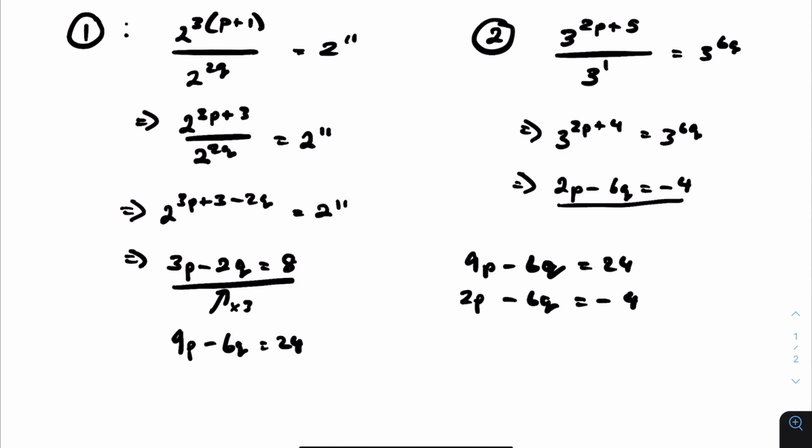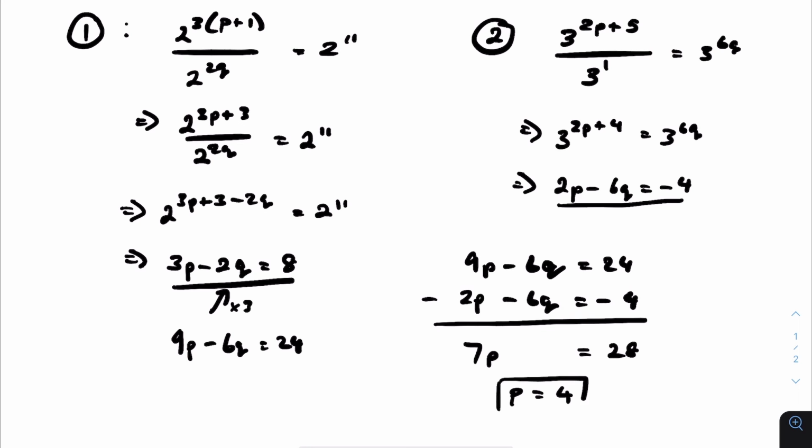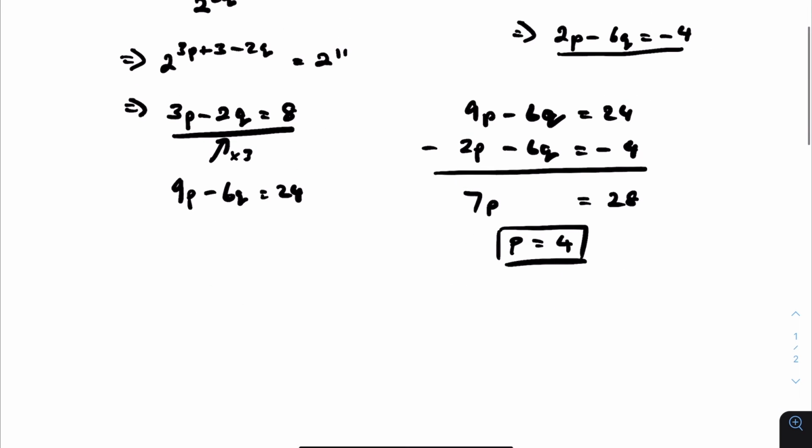The point of simultaneous equations is that we want to eliminate a certain term. So we're going to eliminate the 6q. To do that, we have to subtract the equations. We get 7p is equal to 28, which means p is equal to 28 over 7, which is equal to 4. Now we just have to solve for q.